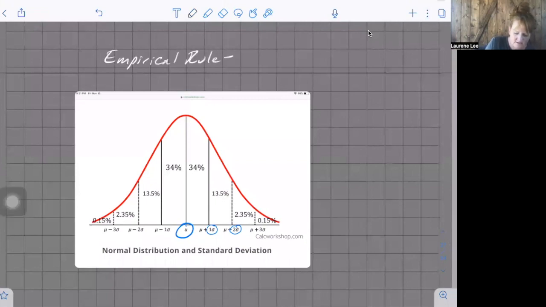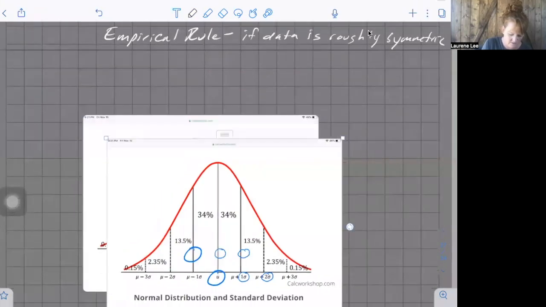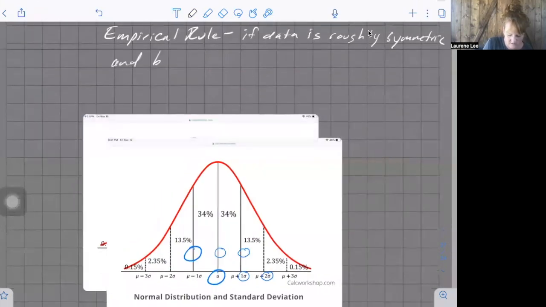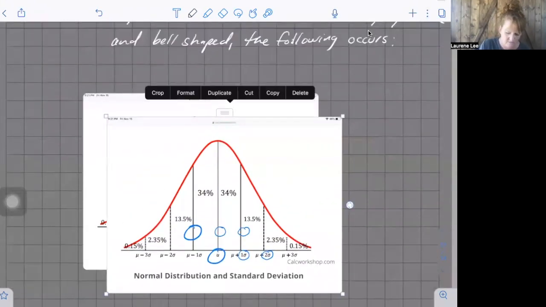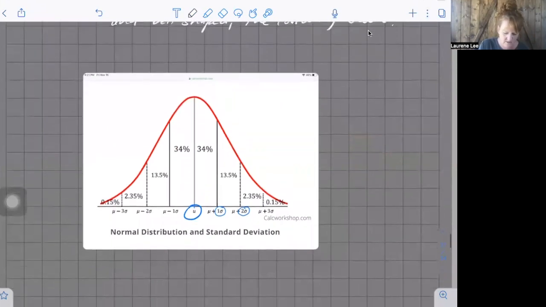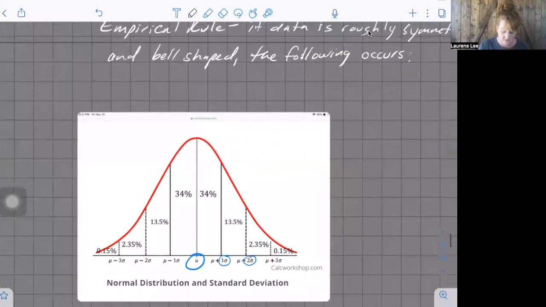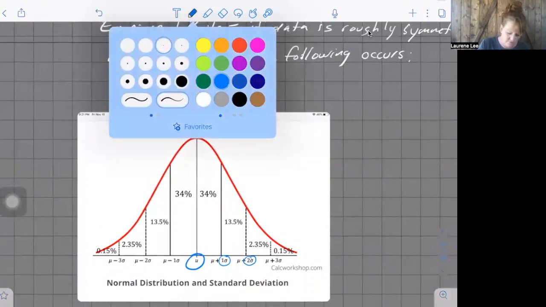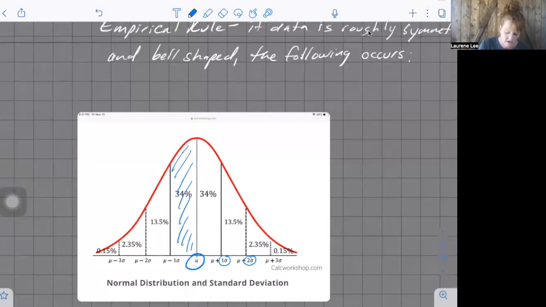And what that rule says is that if the data is roughly symmetric and bell-shaped, the following occurs. What you get is that 34% of the data is on the right and the left of the mean within 1 standard deviation away.